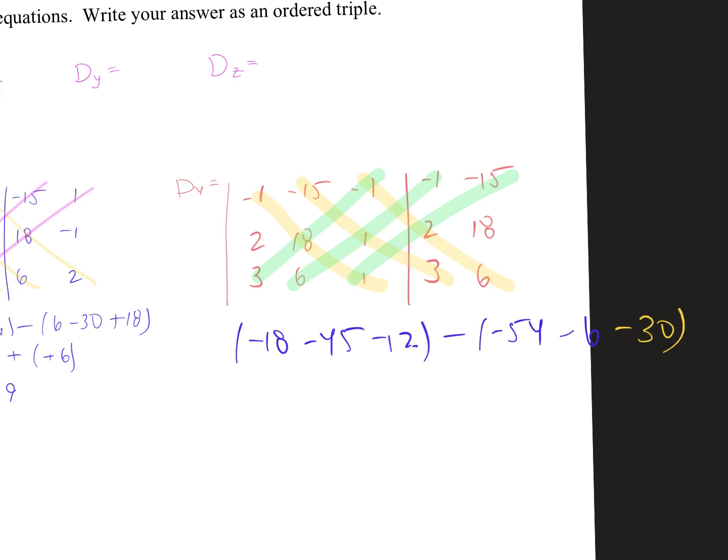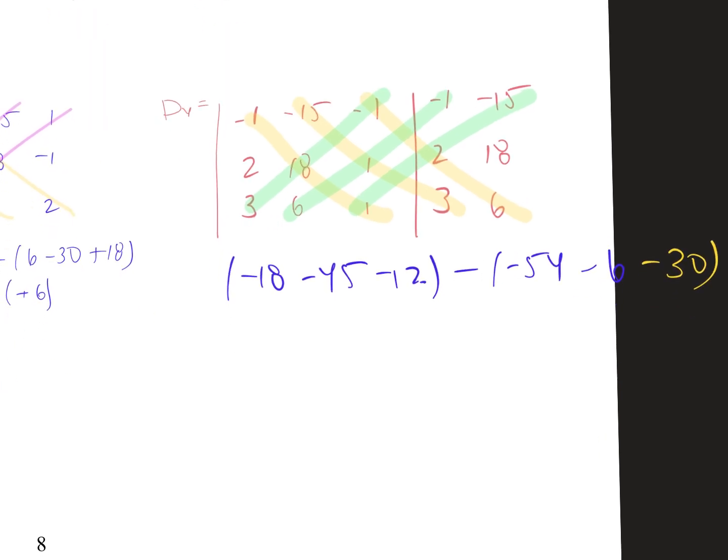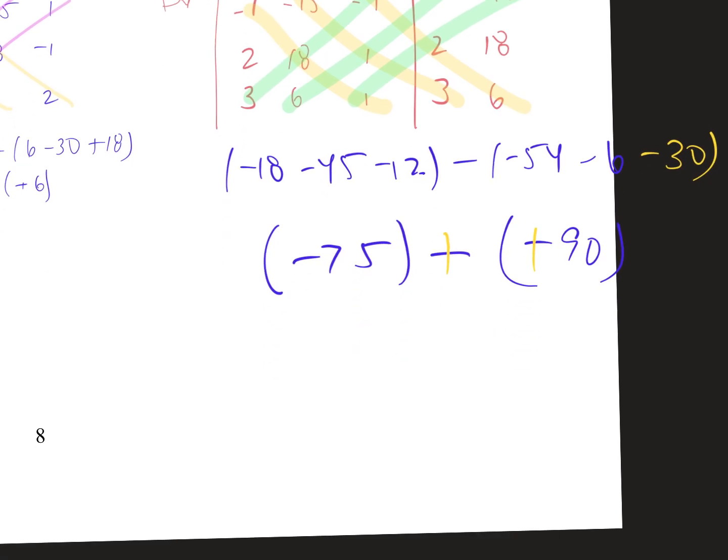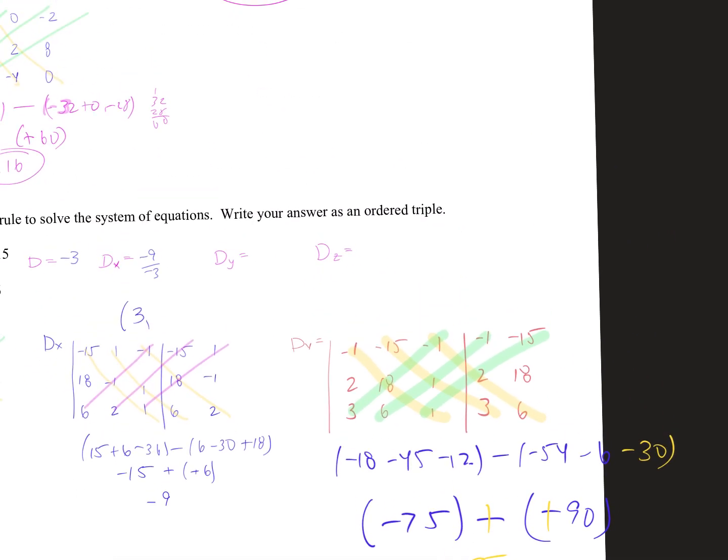What's negative 18, negative 45, and negative 12? Negative 75. Minus, what's negative 54, negative 6, and negative 30? Negative 90. All right, so minus a negative, we're going to do what? Positive. So what's negative 75 plus 90? 15. So 15 here. What do I do with 15? I divide it by what? Negative 3. So does it make sense that 15 divided by negative 3, negative 5, is a conceivable answer?